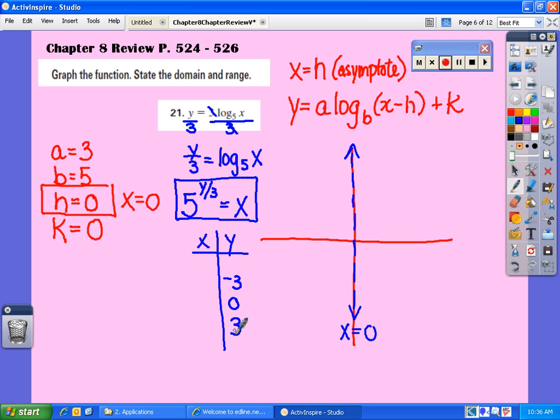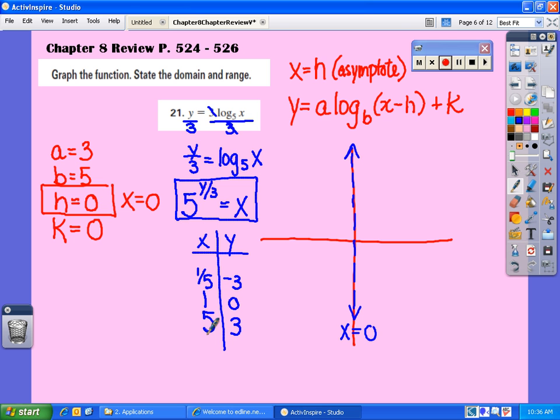-3 in for y gives us an exponent of -1. 5 to the -1 is 1/5. Plug in 0 for y, you have an exponent of 0. Anything to the 0 power is 1, so 5 to the 0 is 1. Plug in 3 for y, you get an exponent of 1. 5 to the first is equal to 5.